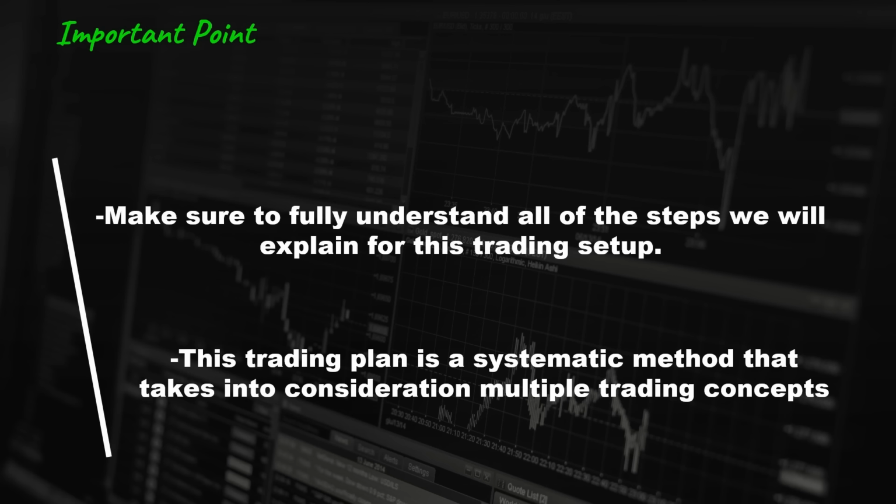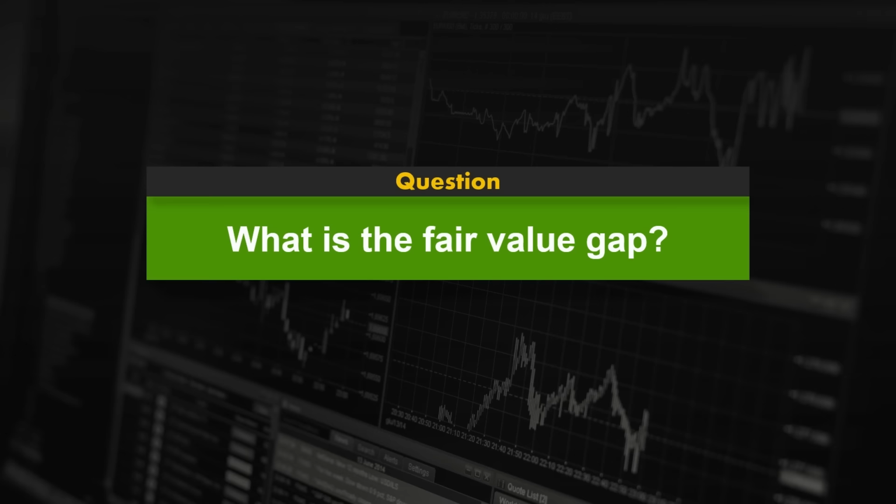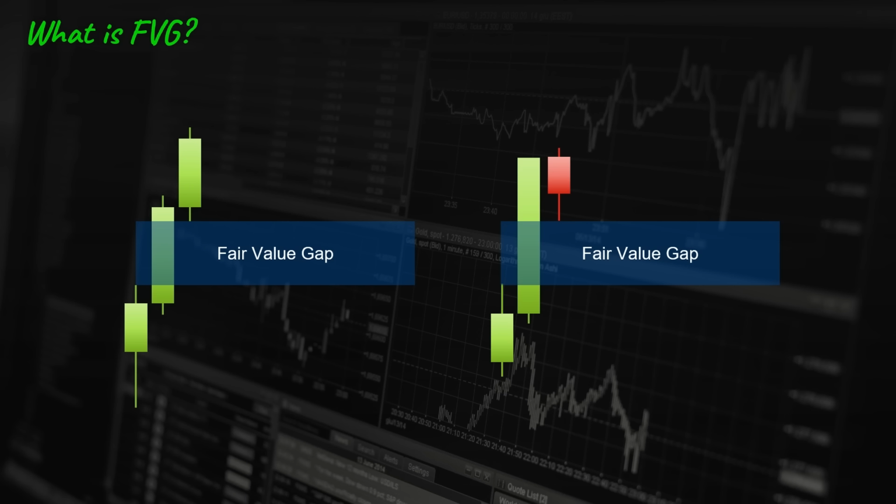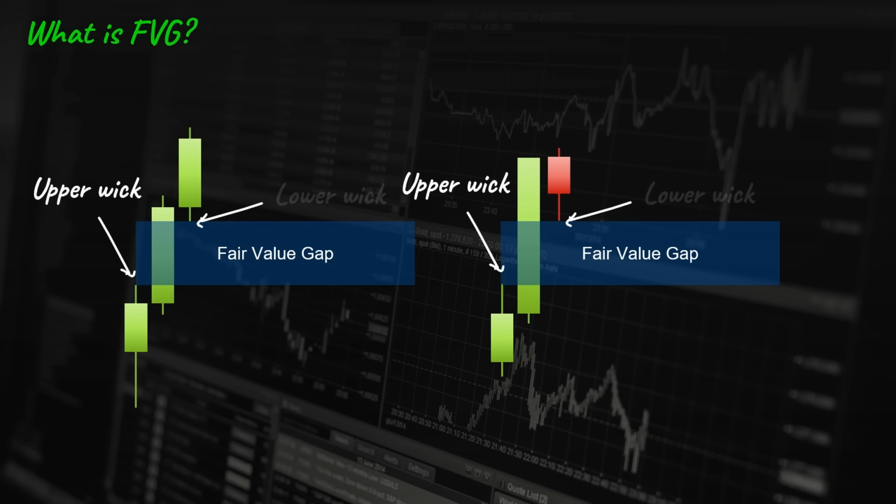Now let's get started. Starting with the basics, what is the fair value gap? Essentially, the fair value gap refers to the space between the wicks of 3 consecutive candles on a price chart. No matter the candle's color, in the bullish scenario, when the upper wick of the first candle does not overlap with the lower wick of the third candle, we mark this area as the FVG.